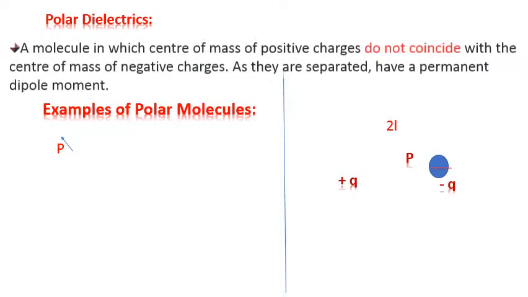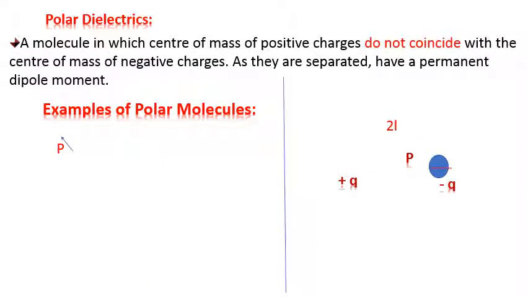Polar dielectrics. Now see the definition here. A molecule in which the center of mass of positive charges does not coincide with the center of mass of negative charges, meaning these two are separated. That's why it has a permanent dipole moment. I will explain this using this diagram.